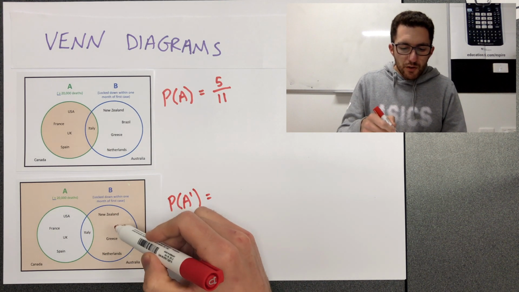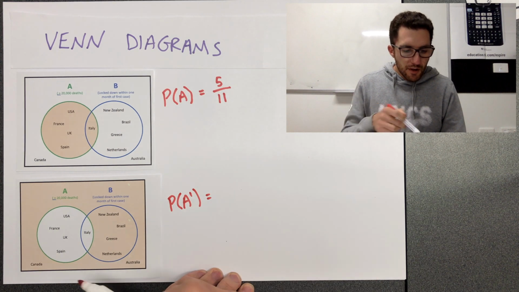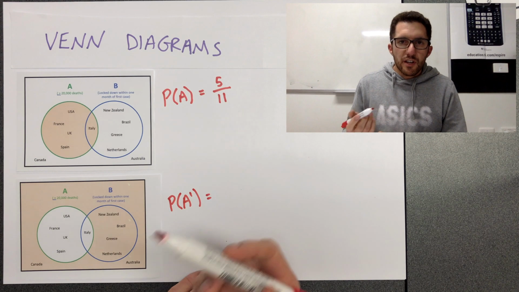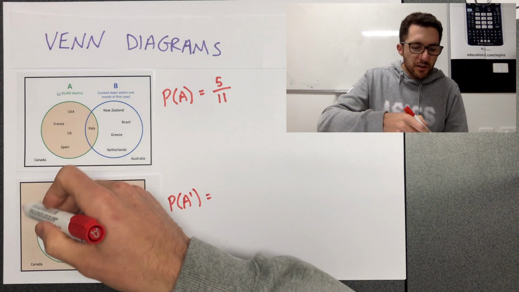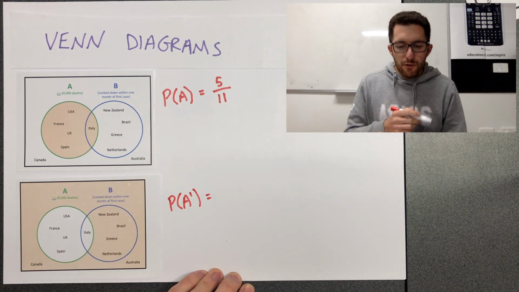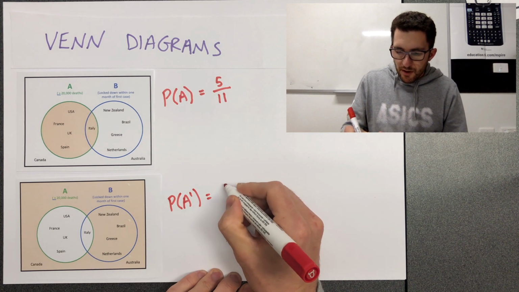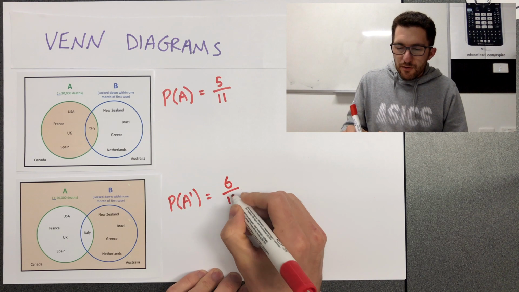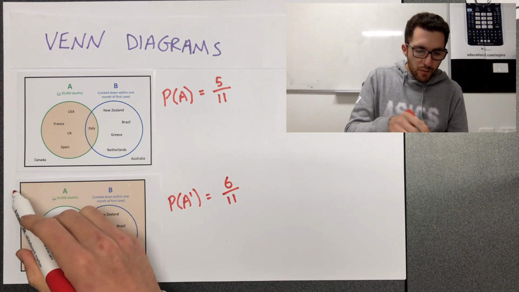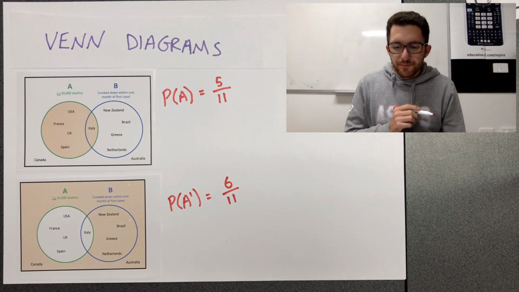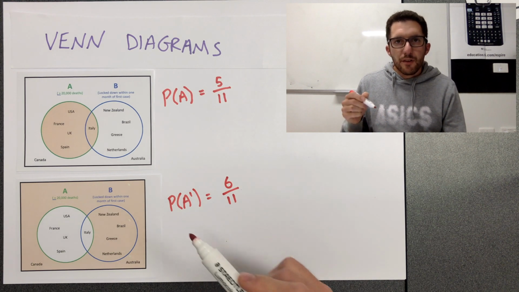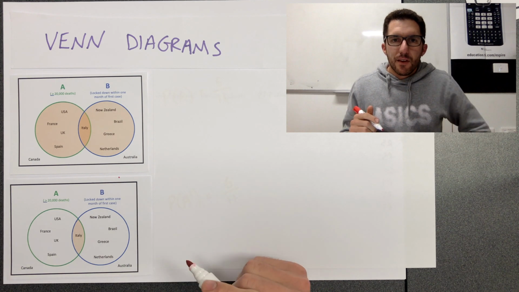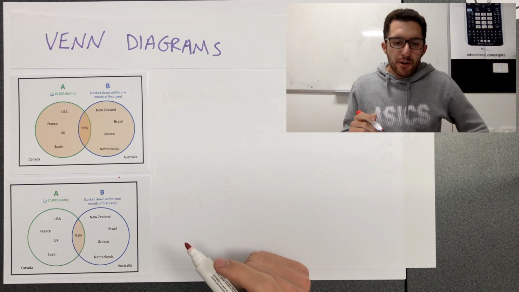So there's 1, 2, 3, 4 in our B group, but there's also 2 outside here which are not in the A group either. And because we're concerned with anything that's outside the A group, we're going to include all of those. So there are 6 countries outside the A group, out of 11 countries in total within our universal set. And so the probability of not getting an A country is 6 out of 11.